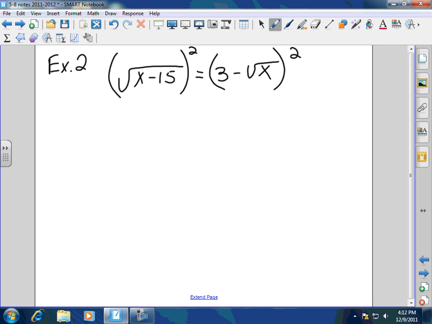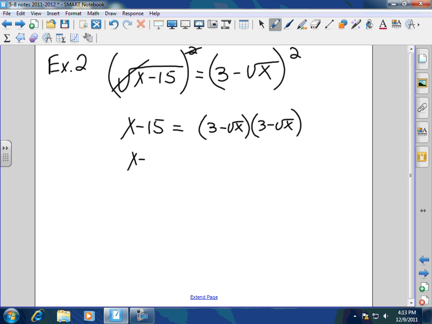Now, when you square the left side, the power of 2 cancels out the square root. So I got x minus 15 equals, now remember, 3 minus square root of x squared is 3 minus square root of x times 3 minus square root of x.